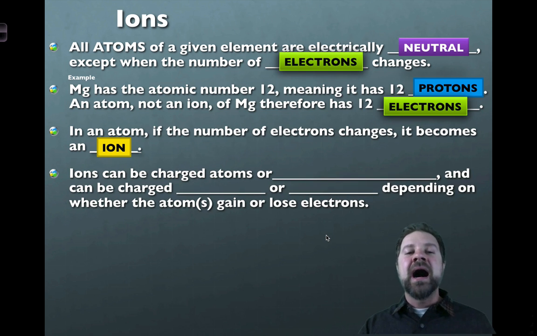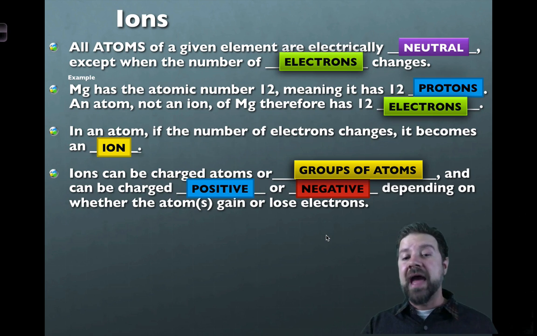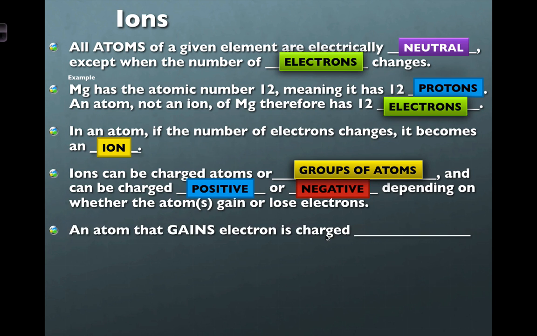All right. Ions can be charged atoms or groups of atoms. So sometimes we can have ions that are a whole bunch of atoms stuck together that carry an overall charge. And these ions can be charged either positive or negative depending on whether the atoms gain or lose electrons. Let's see how that works. Now, an atom that gains electrons is charged negative.